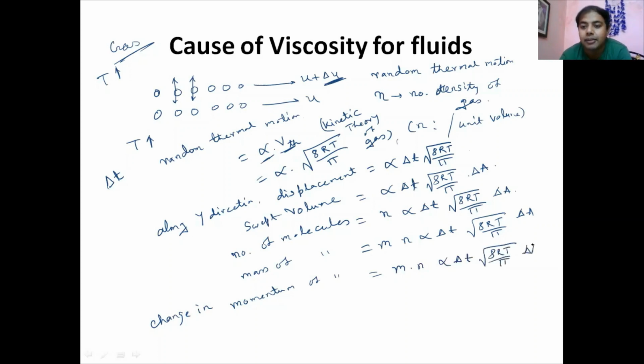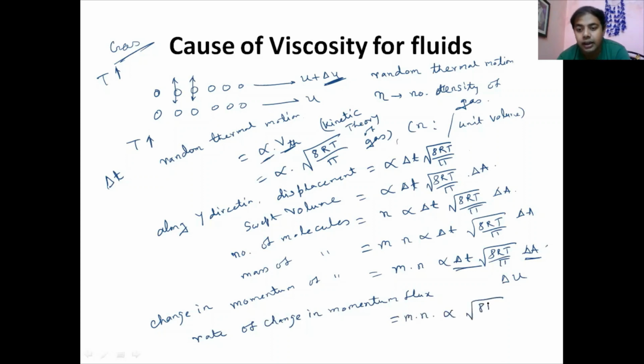Whatever we are writing till now, mass of the molecules into change in momentum. Rate of change in momentum flux. Flux means you have to divide it by the area, and rate means you have to divide it by delta t. So this total term, if you divide it by delta t and delta A, this will be cancelled out. What would be the remaining? m n alpha root 8RT by pi into del u.